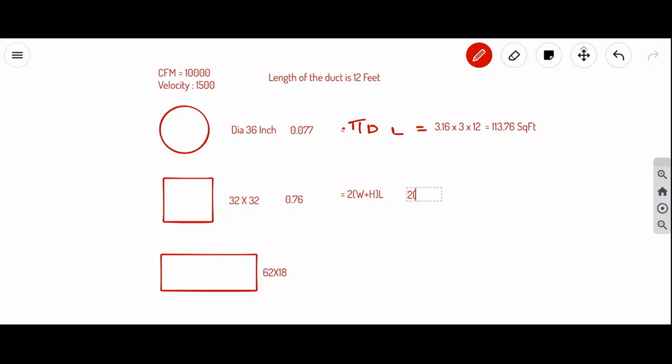2 into 32, convert it into feet first, divide by 12. 32 plus 32, 2.6 plus 2.6, 5.2. 5.2 and 5.2 is 10.4. Okay, for 10.4 into 12, 124.8.